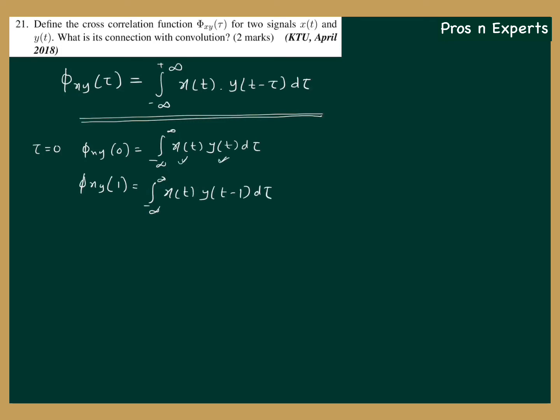This imparts the very essential idea of cross correlation, because what we obtain at phi xy of 1 is we are taking x of t and a 1 unit shifted version of the second signal y of t. So in case of phi xy of 2, we will be shifting y of t by 2 units, then comparing the similarity. In that way it goes. This is the idea of cross correlation.